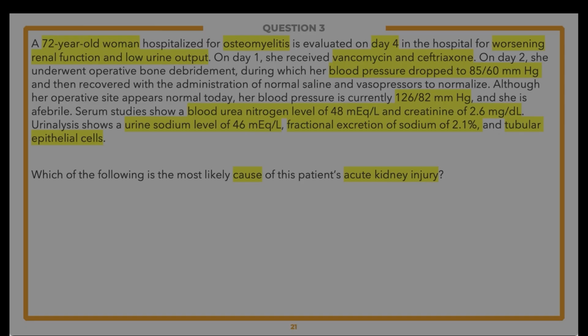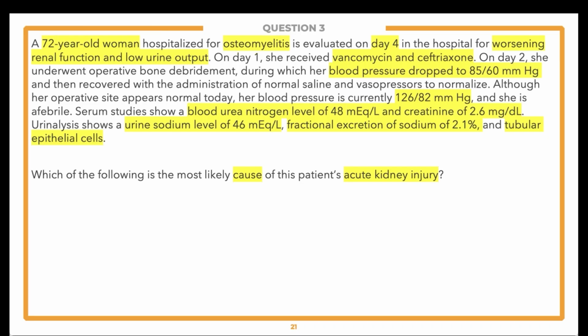All right, so we're thinking cause for AKI, which is acute kidney injury. So it's just asking you, okay, what's the explanation, right? It's not a diagnosis. Is it a mechanism? Maybe something along those lines. All right. So let's start from the top.